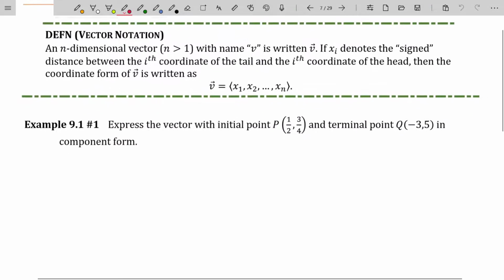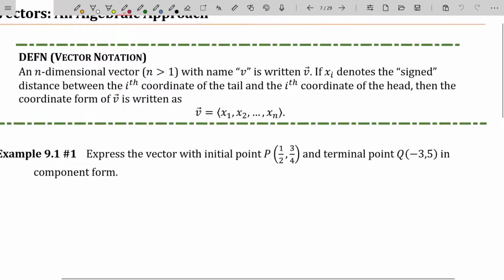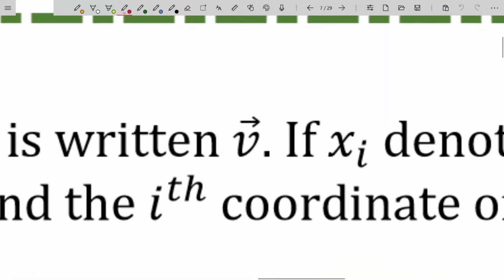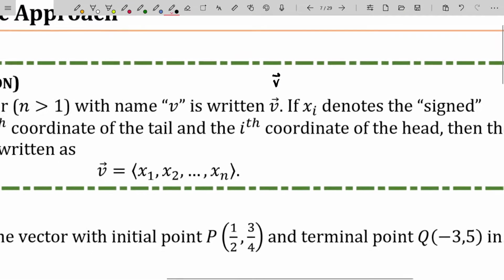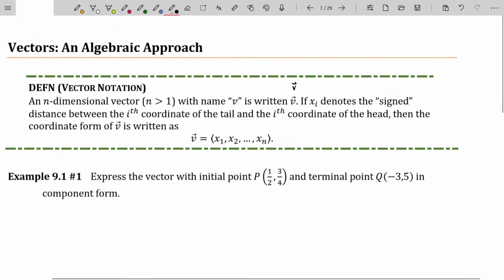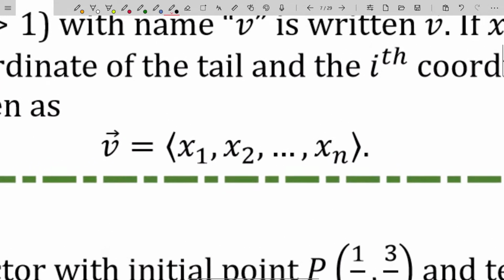Starting with the definition of vector notation, which I've already used, but let's just go ahead and stick with it. An n-dimensional vector, where n is greater than 1, with name v is written with that v with an arrow on top. When I write it by hand, not using a typeset, I use a half arrow on top. Most people do. But if you want to do a full arrow, you can. That's totally fine. If x sub i denotes the signed distance between the ith coordinate of the tail and the ith coordinate of the head, then the coordinate form of the vector v is written as follows. Vector v is equal to x1, comma x2, comma, and so on.